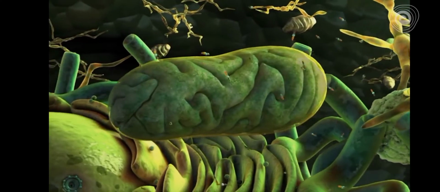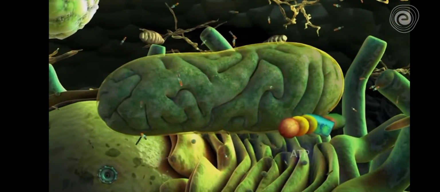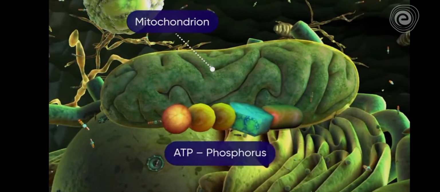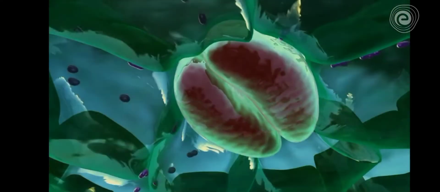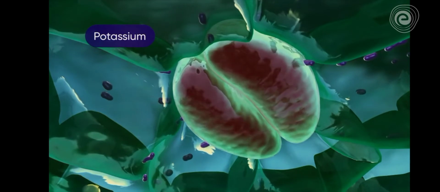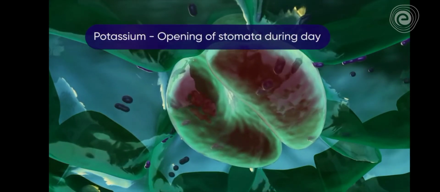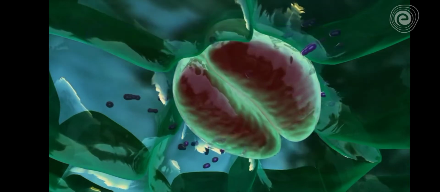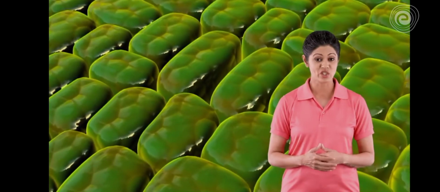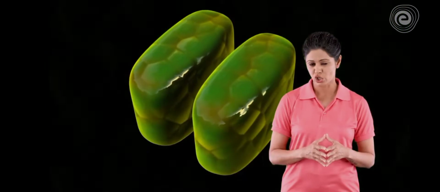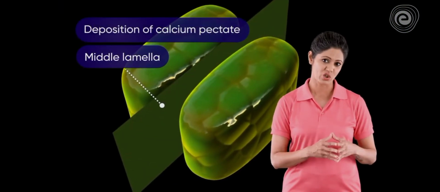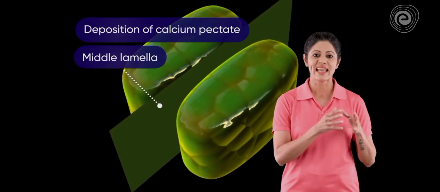The energy currency of the cell, that is ATP, produced by mitochondria, possesses phosphorus. Potassium ions help in the opening of stomata during daytime and its closing during night. The young plant cells, which have just undergone division, show the formation of middle lamella due to the deposition of calcium as calcium pectate.